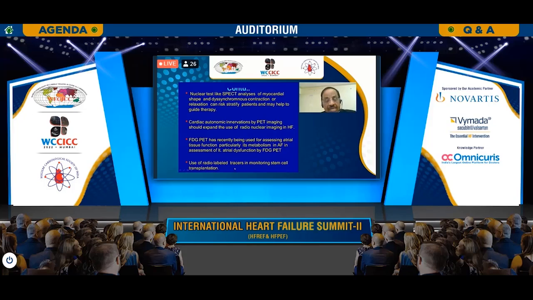Next, very important is cardiac autonomic innervation by PET imaging, which I'll be stressing much more in today's presentation, and which should expand the use of radionuclide imaging in heart failure. FDG PET has recently been used, in a new research area with new trials, for assessing atrial tissue function, particularly metabolism, left atrial metabolism in atrial fibrillation, which is a very common cause in HFpEF, in the assessment of left atrial dysfunction by FDG PET. The trials and research are going on, and maybe we'll get a very encouraging result in the near future.